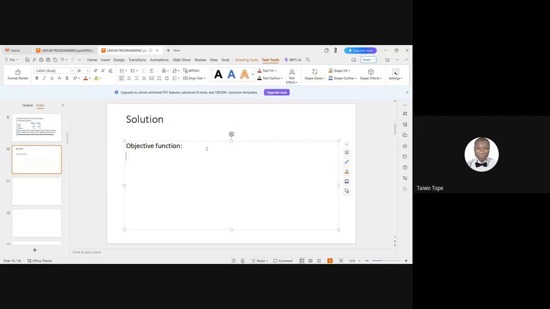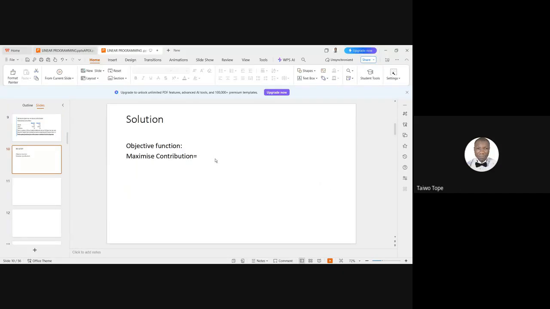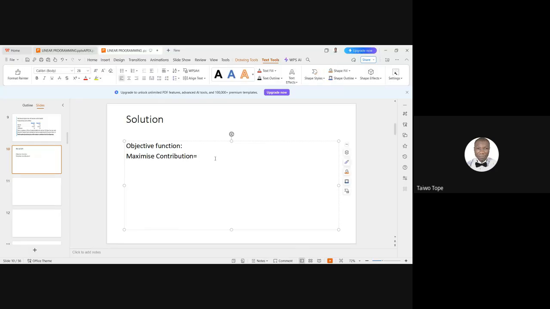The objective function is to maximize contribution. The contribution for a standard chair is $6, and for an executive chair is $9. So when you are presenting this, it will be 6x plus 9e.